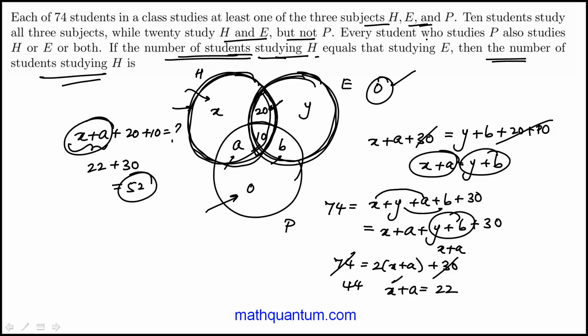Note here that there's no unique value for X and A. That's what makes this problem difficult. And same thing with B and Y, but their sum is fixed. So the answer is 52.